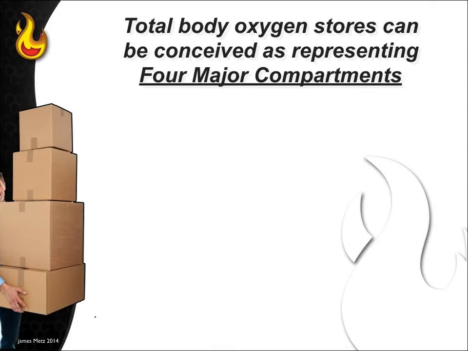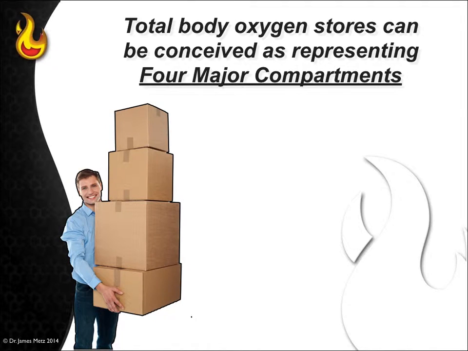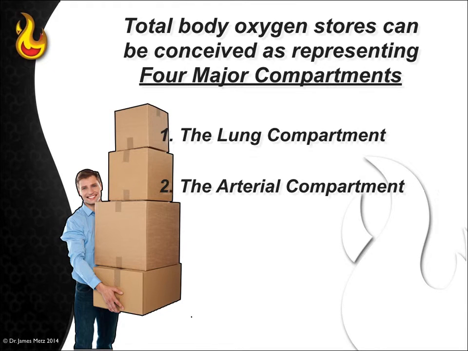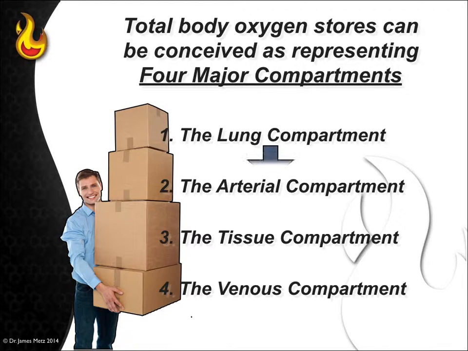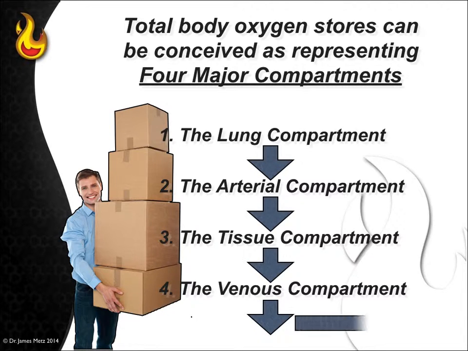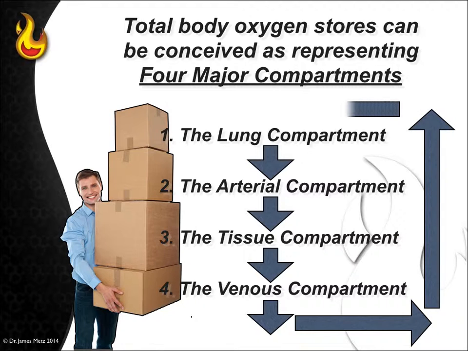Well, let's talk about this a little bit. There are 4 boxes I visualize in the body. The first one is the lung compartment. The second is the arterial compartment. The third is the tissue compartment, and the 4th is the venous compartment. What makes that important is that the lung oxygenates the blood. It moves the arterial to the tissue to the venous, and then it circulates back around.